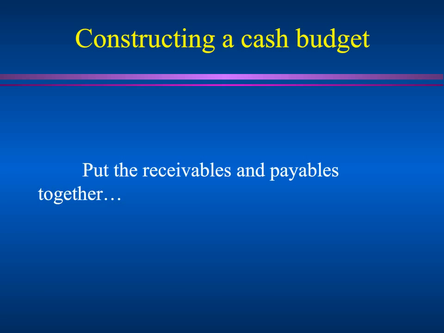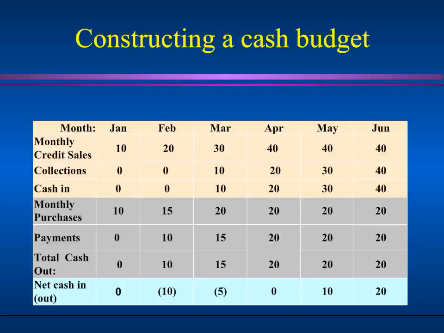Now, for a bigger picture, we're going to put the receivables and payables together. Okay, now here's what they look like. So the top part is the sales. The gray part is the purchases. So we've got a lot going on here, but really, if we separate them out again, it's not that difficult.